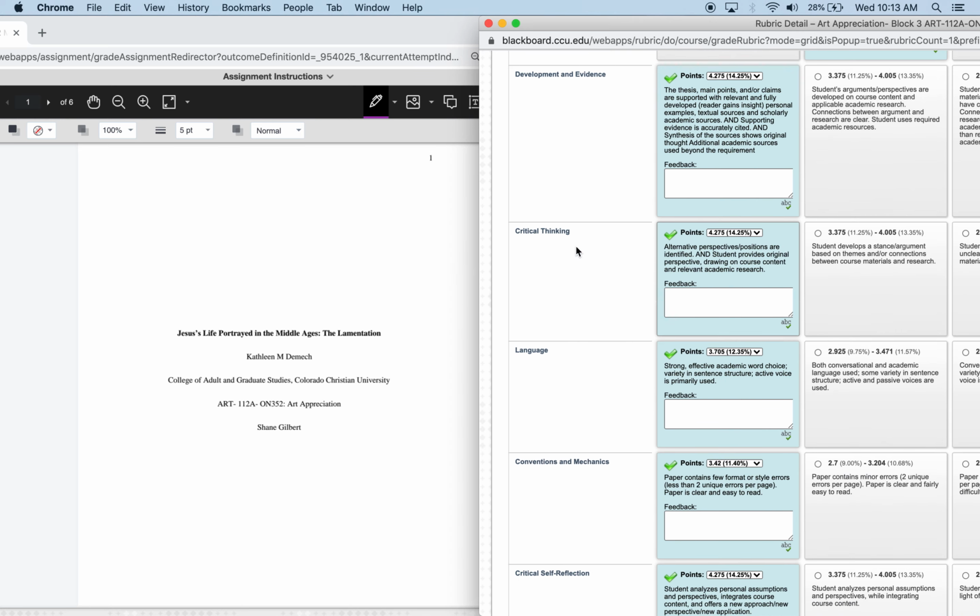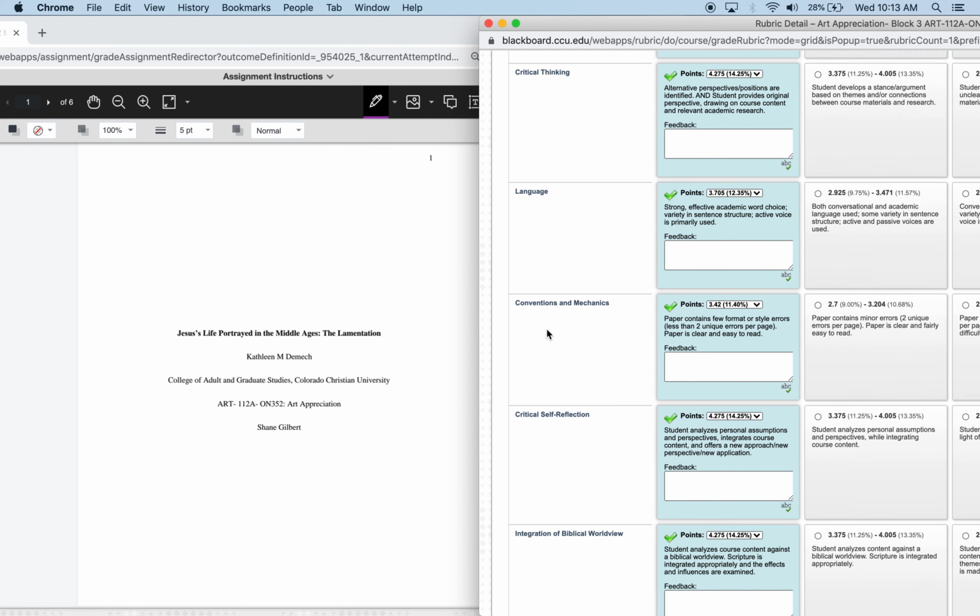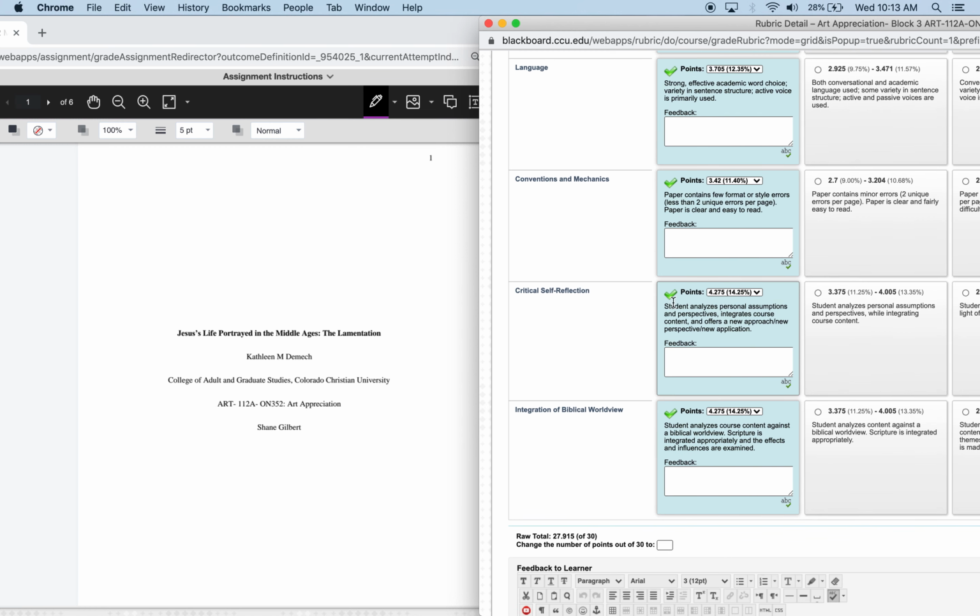And by the way, that's the rubric here with critical thinking. We have critical thinking, and then we also have critical self-reflection. The student analyzes personal assumptions and perspectives, integrates course content, and offers a new approach or a new perspective, a new application. So just regurgitating history is not making it personal. It's not giving you the full points on the critical self-reflection. Okay. Great job overall, guys.